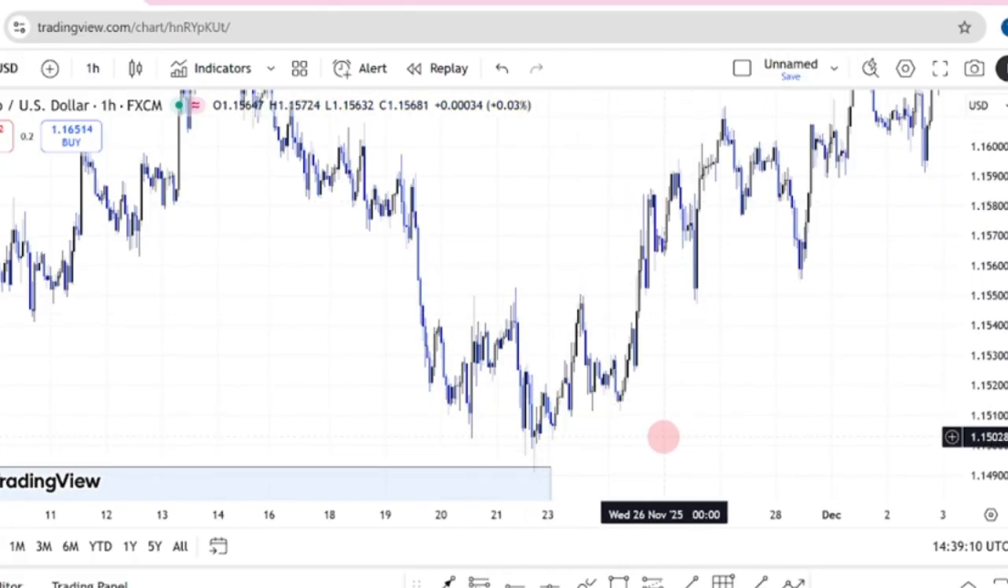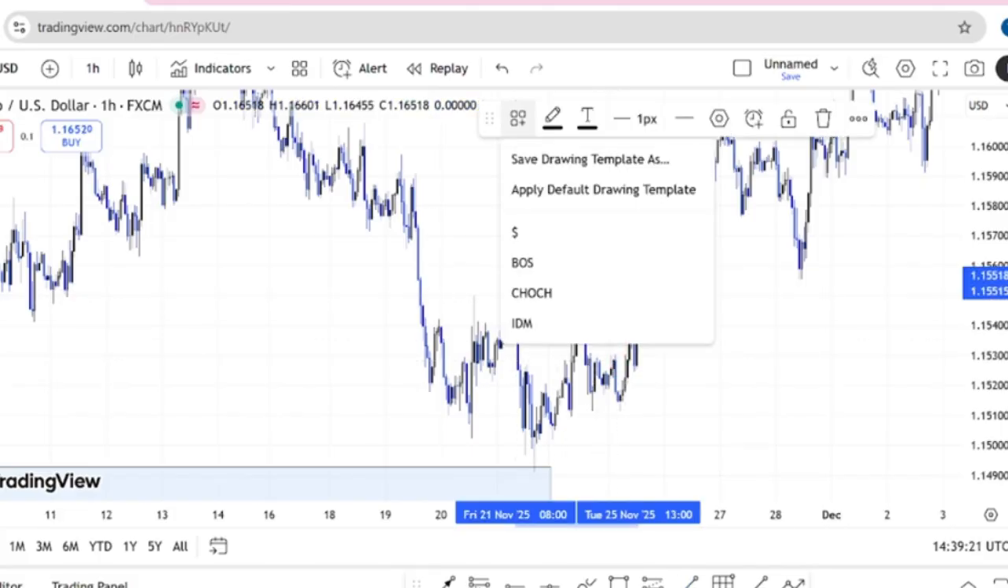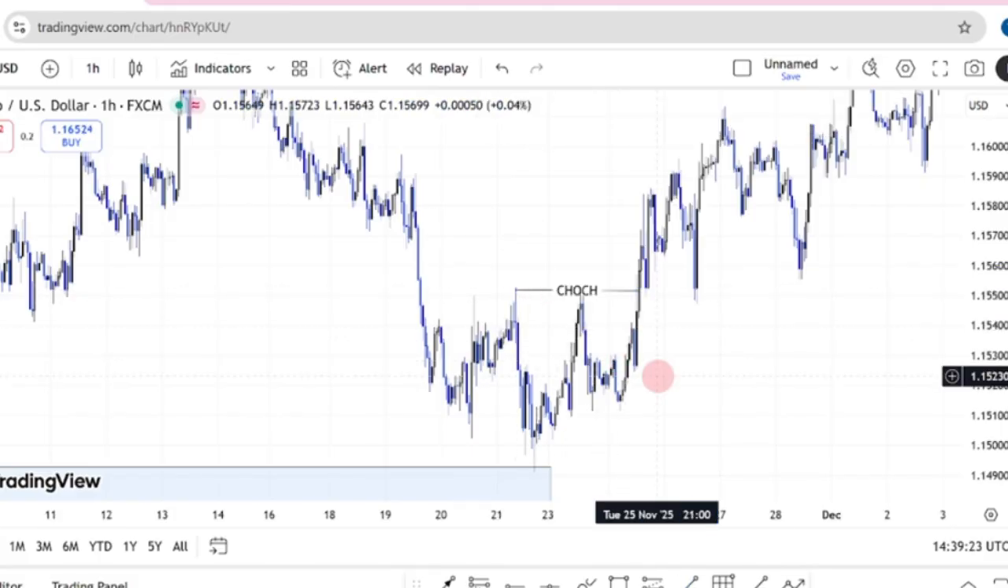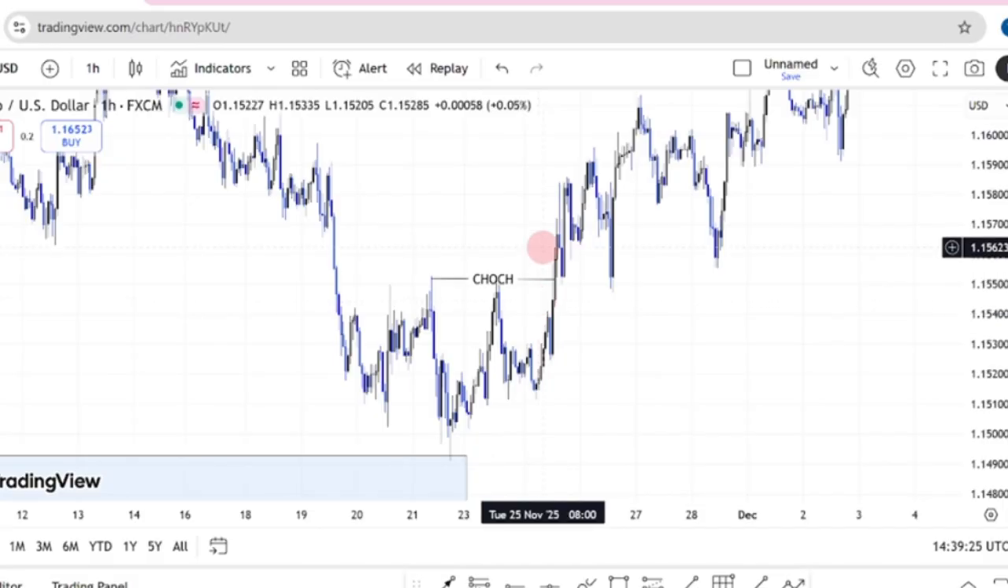So at this point here, we have a change of character. At this point, yes, a change of character. And if we were to look at this price movement to the upside, where is our order block?